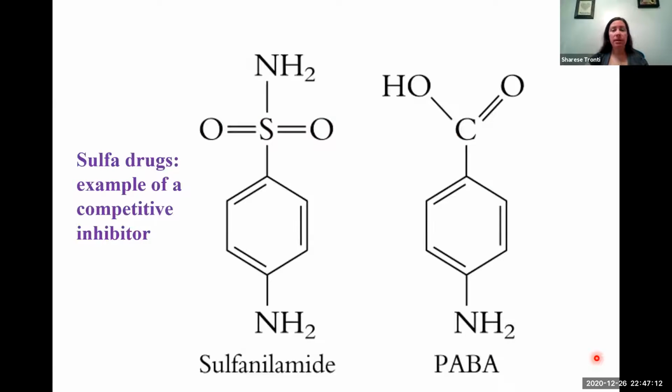An example of a competitive inhibitor is sulfanilamide. This is an antibiotic that serves as a competitive inhibitor for the enzyme that makes folic acid in bacteria. So it's going to compete for that active site in that enzyme. It's going to block those enzymes. So now the enzymes in bacteria can no longer make folic acid. Without that, they cannot reproduce.